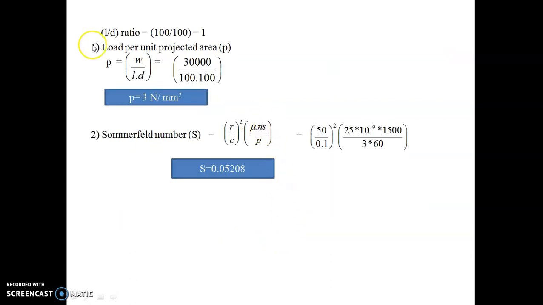Again we will start with L by D ratio, 100 upon 100. Then load per unit projected area, W upon LD, 30,000 upon 100 into 100, P equal to 3 Newton per mm square. Again calculate the Sommerfeld number, (R upon C) squared, mu Ns upon P. So we can put all the values here, we get Sommerfeld number 0.05208. So L by D ratio is 1 and S equal to 0.0520.